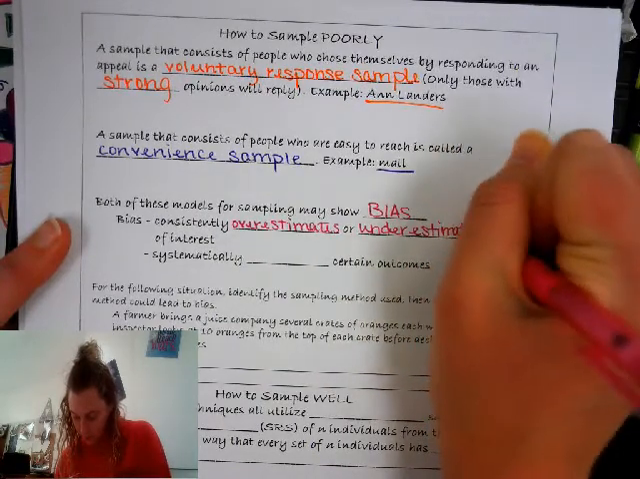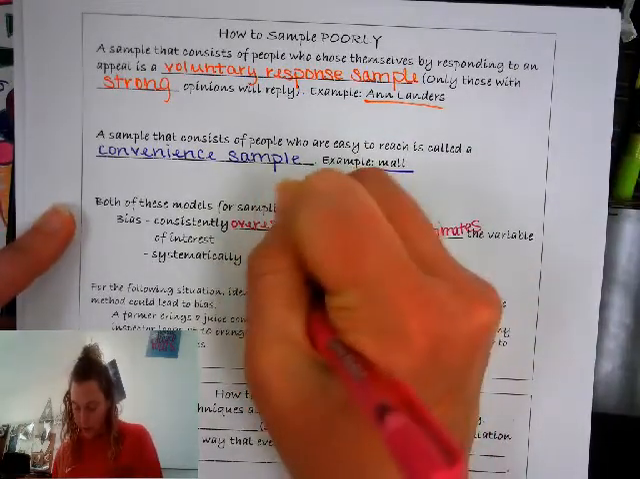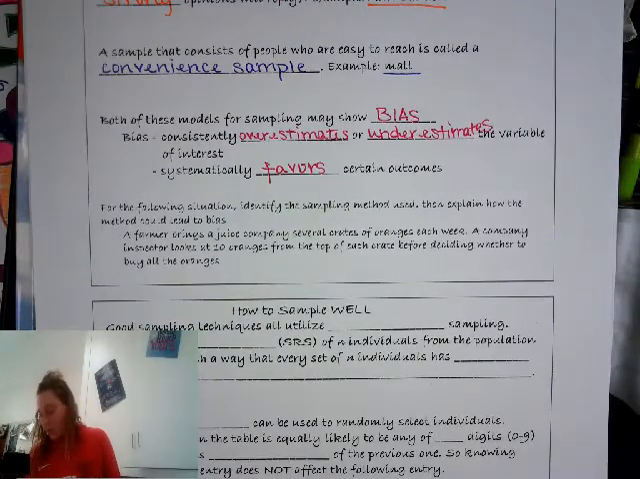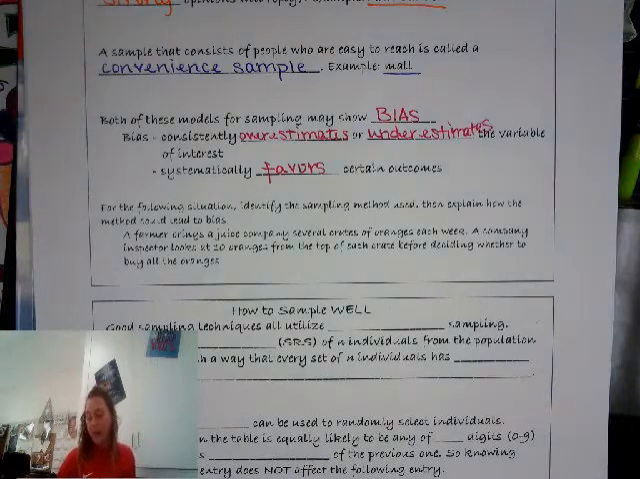And it systematically favors certain outcomes. So again, at the bottom, that's supposed to be italicized writing, and it's a homework problem example, like what you'll see in your homework. So for the following situation, identify the sampling method used, then explain how the method could lead to bias. A farmer brings a juice company several crates of oranges each week. A company inspector looks at 10 oranges from the top of each crate before deciding whether to buy all the oranges.